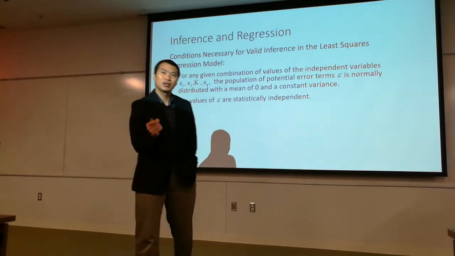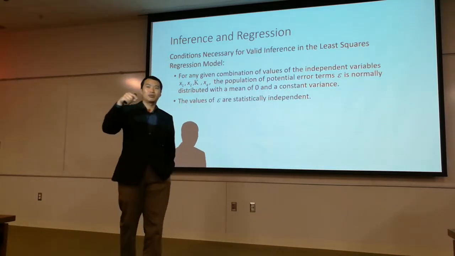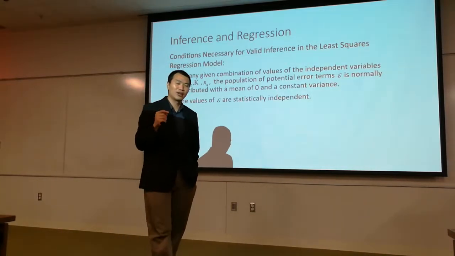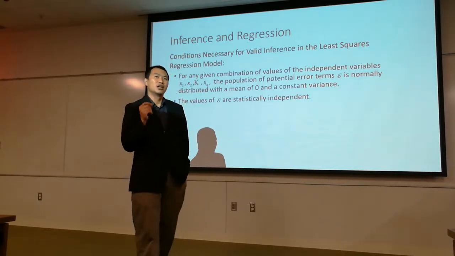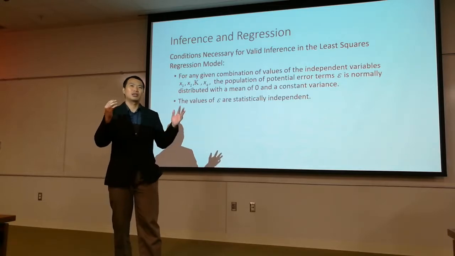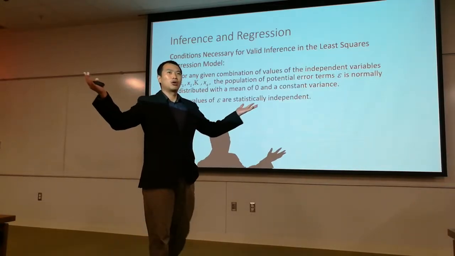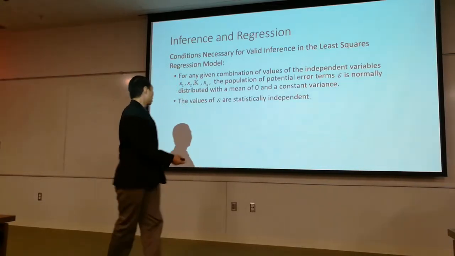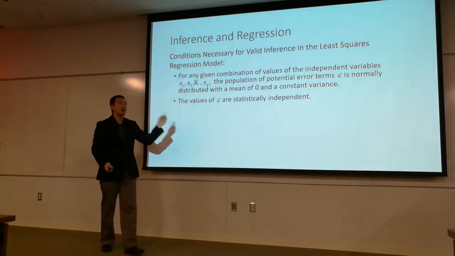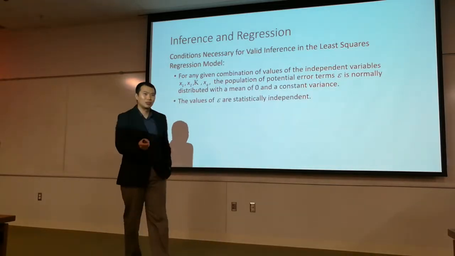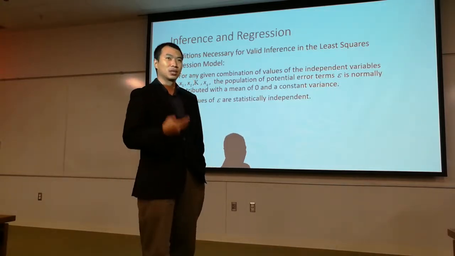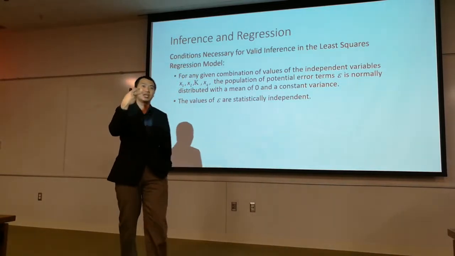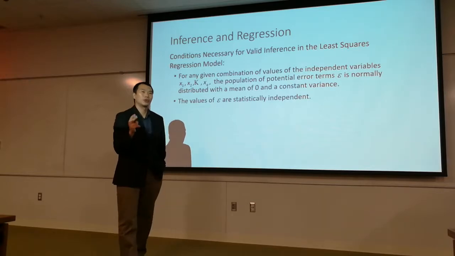The mean has to be 0. For the variance, we don't have a specific requirement for the value, but we have to make sure the variance is constant throughout the whole range of x values. That's the first one. The second one: the values of epsilon, the error term, have to be statistically independent. Those two conditions we have to meet in order to make our regression model valid.